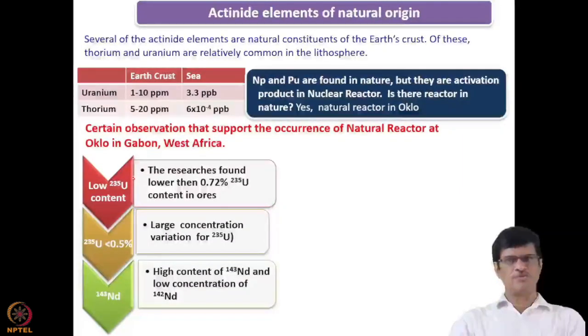Then there is also a large concentration variation for uranium-235, which is seen to be less than 0.5%, and also a high content of neodymium-143 and low concentration of neodymium-142. That is a signature that some nuclear reaction was taking place at that place.